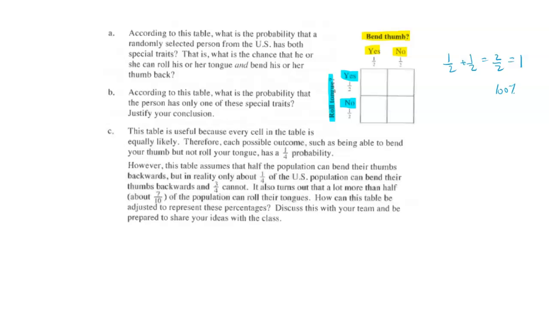That means everybody is going to answer 100% of the time, yes, you can bend your thumb backwards, or no, you cannot. Same thing with rolling your tongue: if you add the two numbers together, it's 1. So your box is really an area model of 1 times 1, which means all of these boxes are going to add up to 1. You have a 100% chance of getting something in this box.